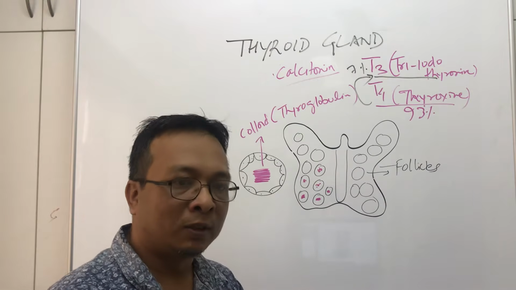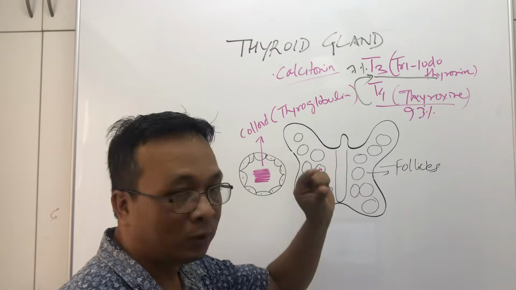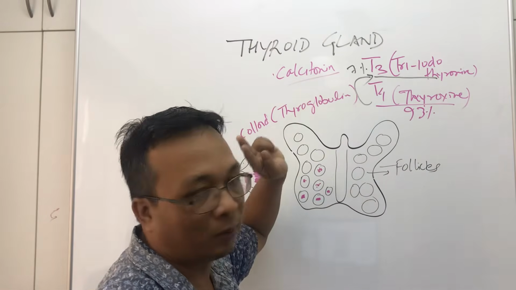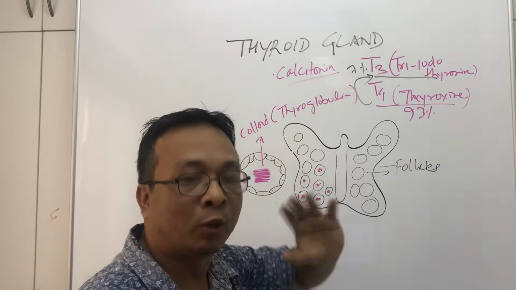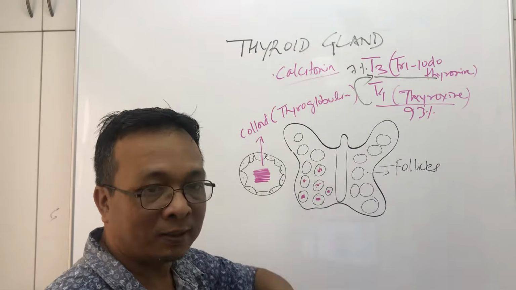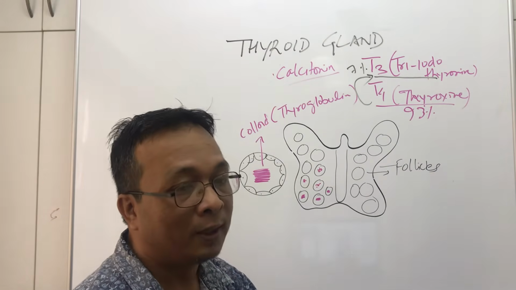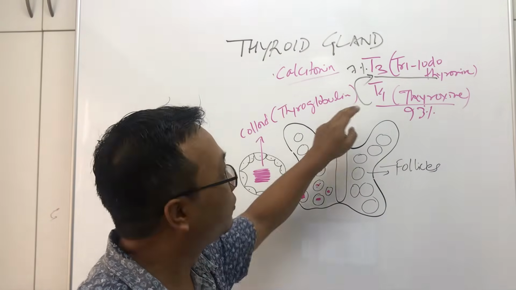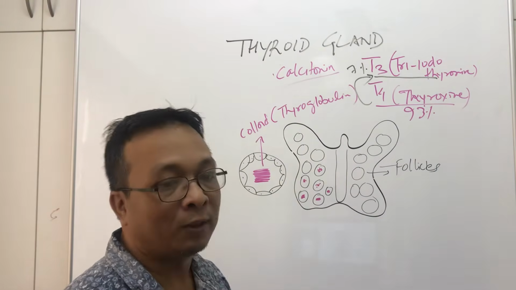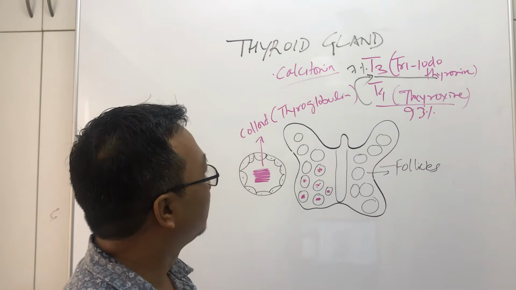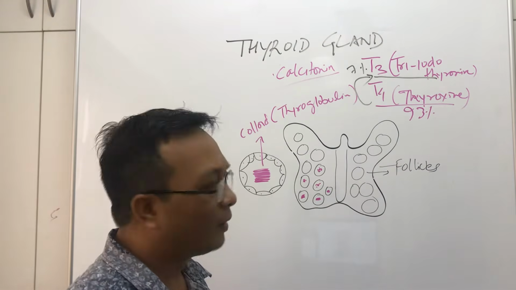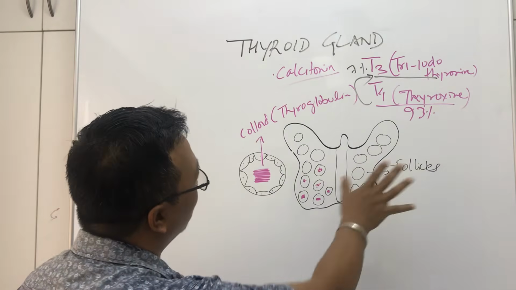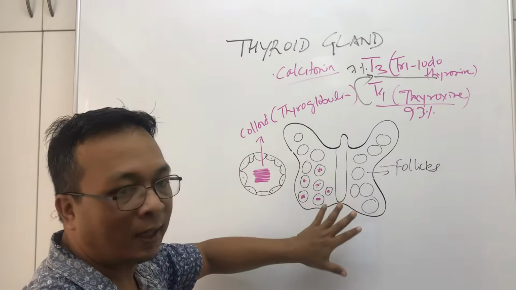So anyways, let's not confuse. We have two hormones which basically do all the functions of the thyroid gland. They are T3 and T4, out of which T3 is more potent. Though it is less in amount, it is very, very potent. It is stronger in action than T4. T4 is called thyroxine, T3 is called triiodothyronine.